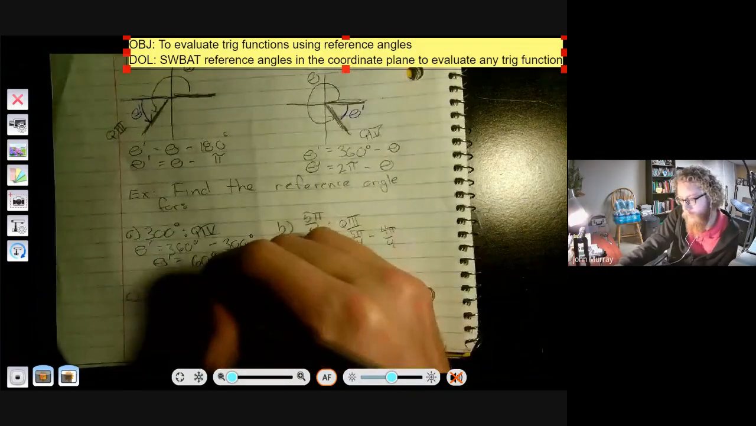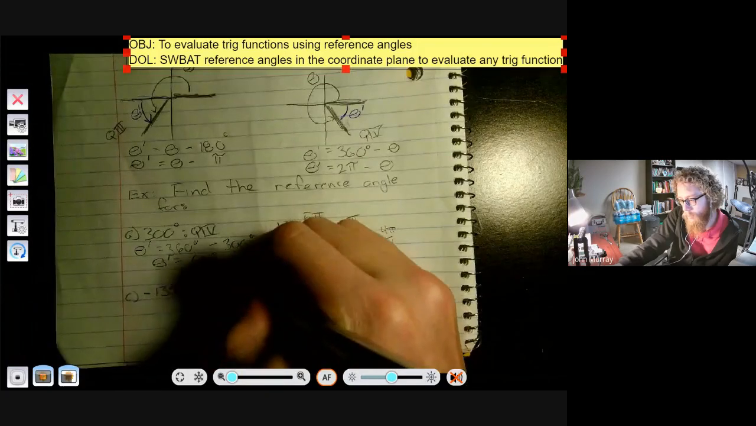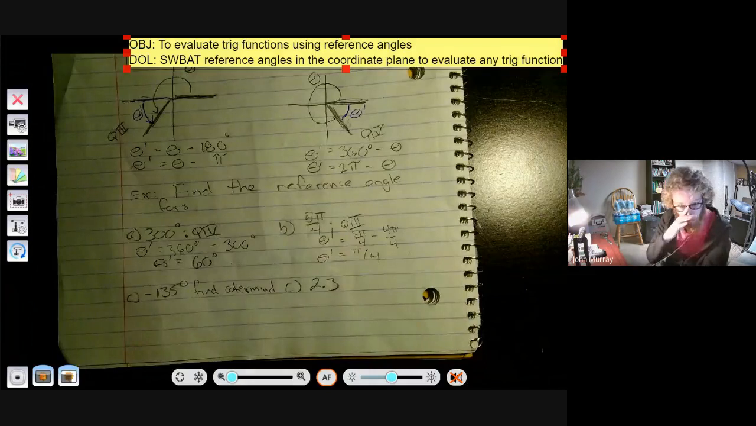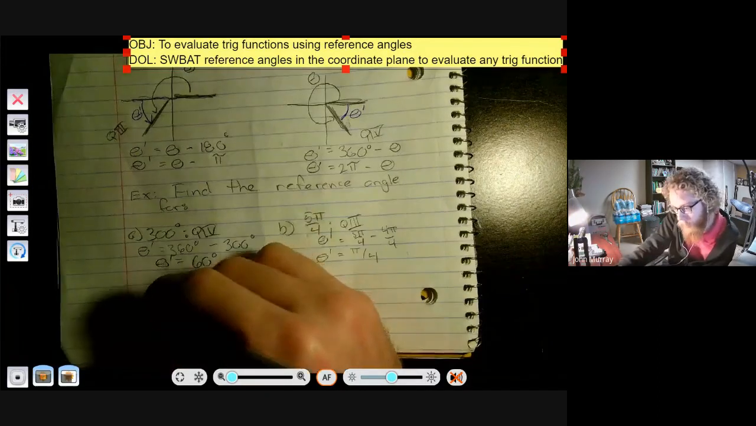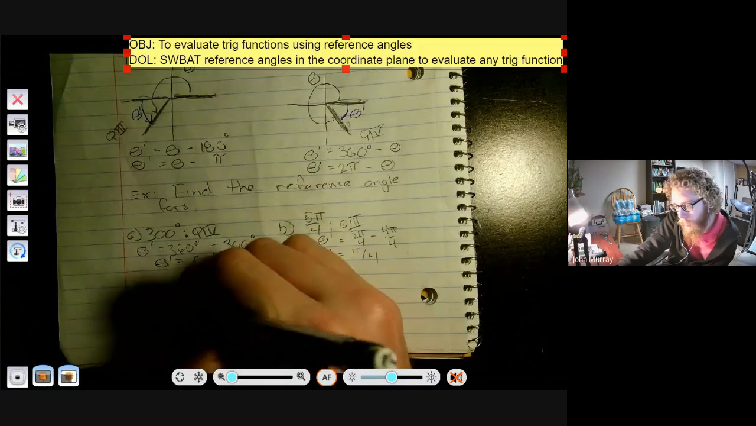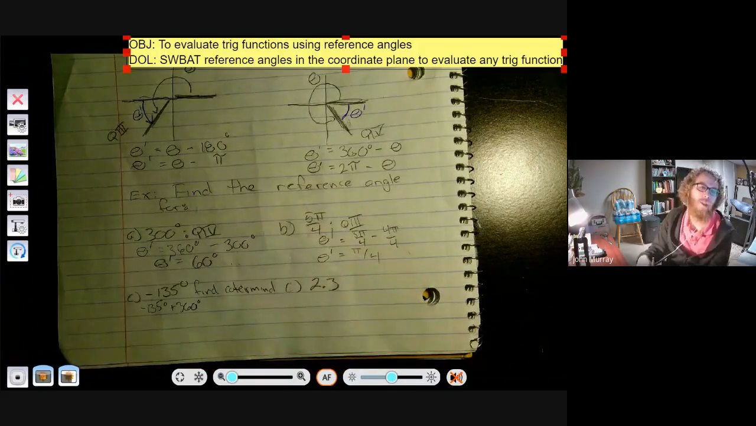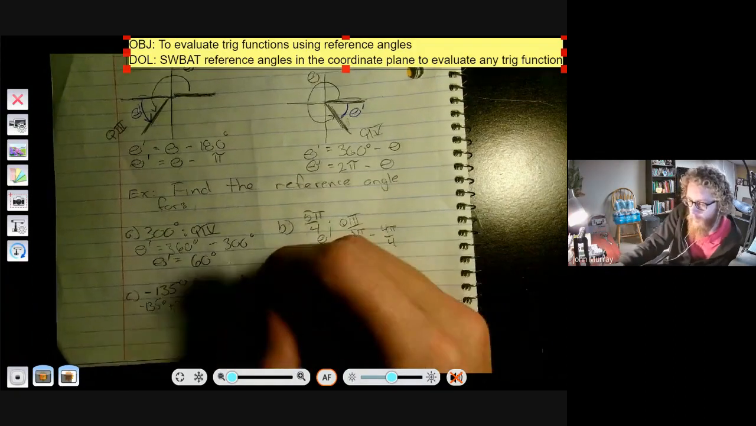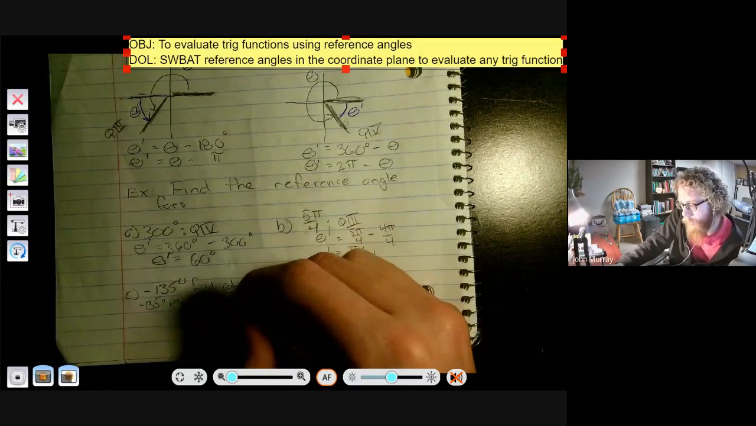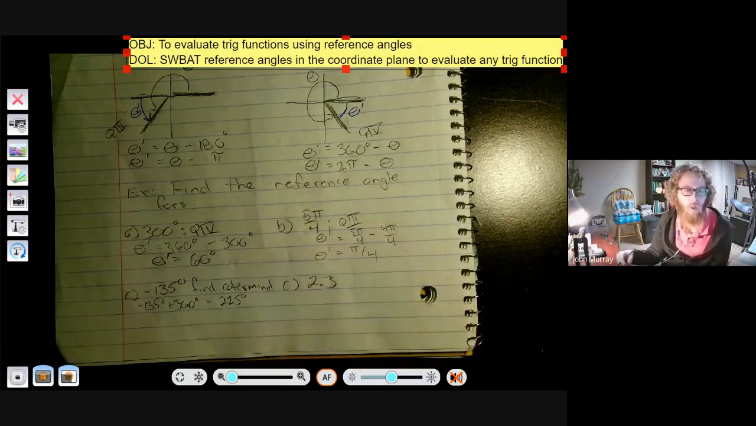So here, first we have to find a coterminal angle. All right, so remember to do that, we can either add or subtract 360. In this case, we're going to add 360, so we end up with a positive number. So 135 plus 360 gets us 225 degrees.